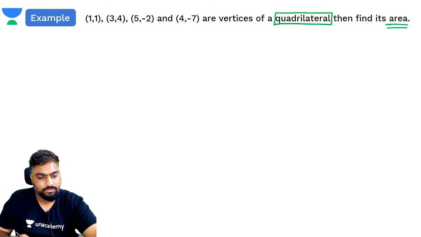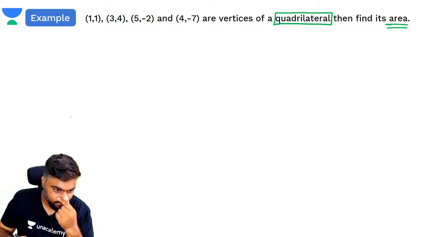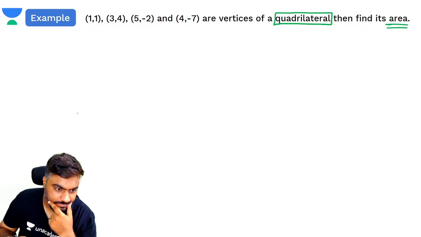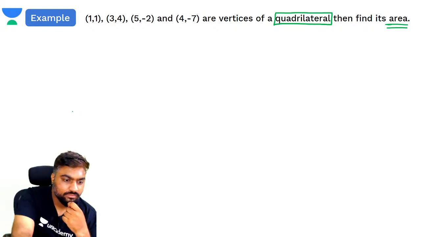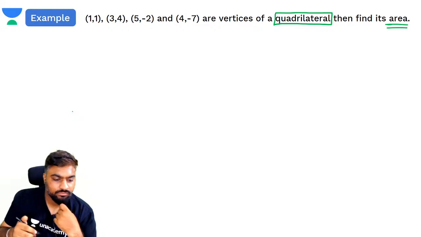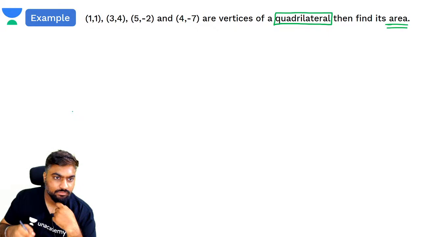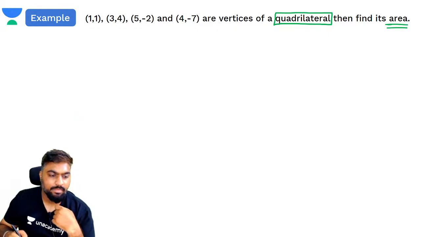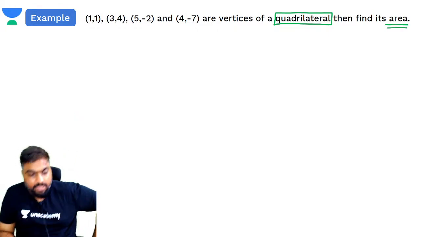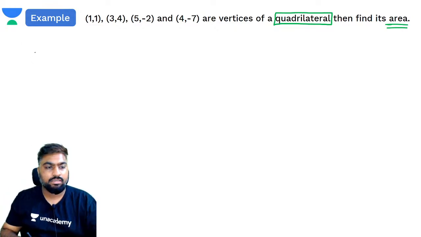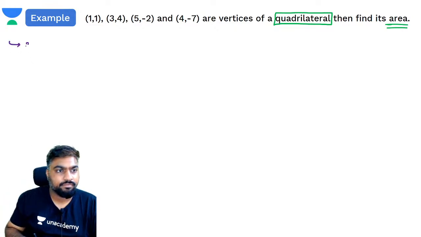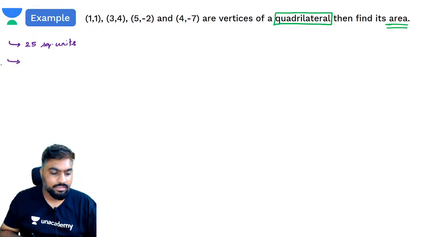हाँ अभी आ रहा है. ओके. I'm back, guys. Yeah. Milan says 25 square units.